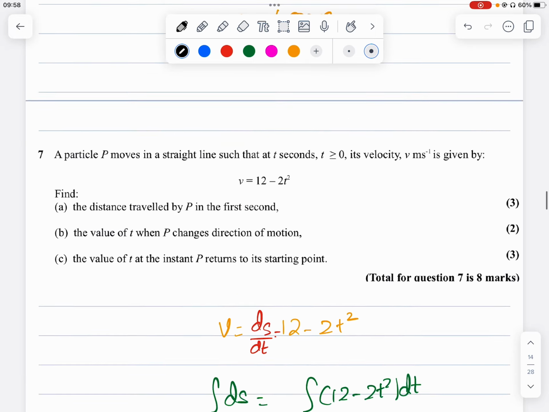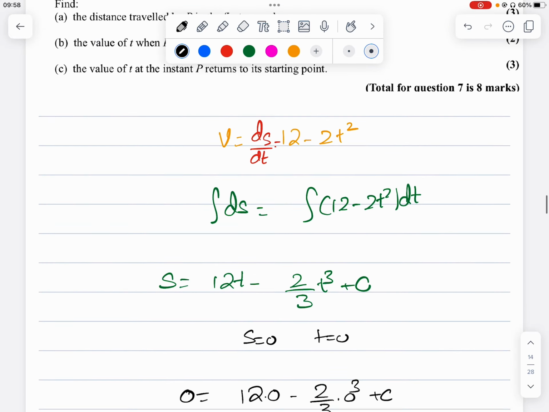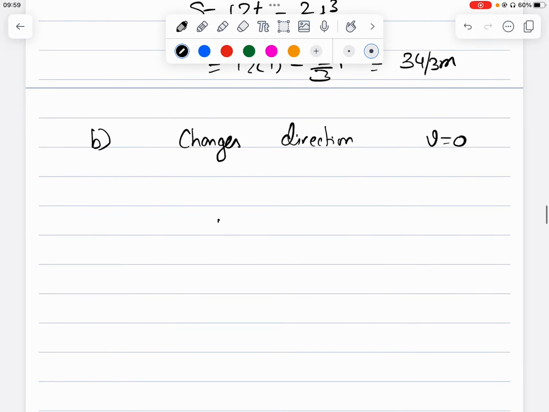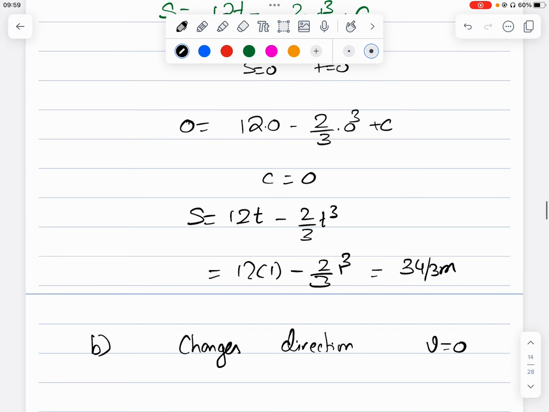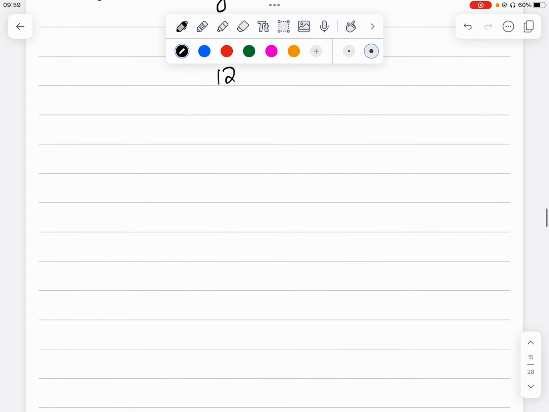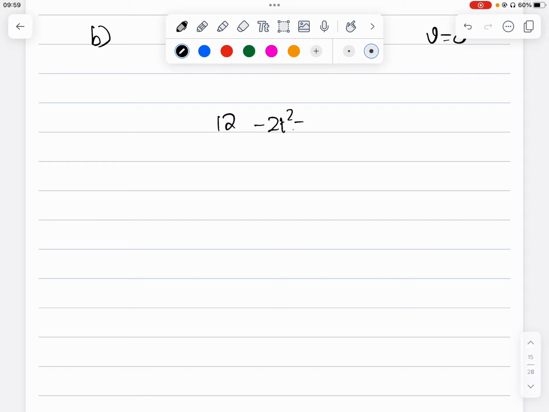Coming to part B, the value of t when P changes its direction of motion. When does it change? If at all it changes direction, the velocity has to become 0, only then can it change its direction. So we shall check when the velocity becomes 0. What is velocity? 12 minus 2t square. 12 minus 2t square should become 0. So 2t square equals 12, t square equals 6, t equals square root of 6.